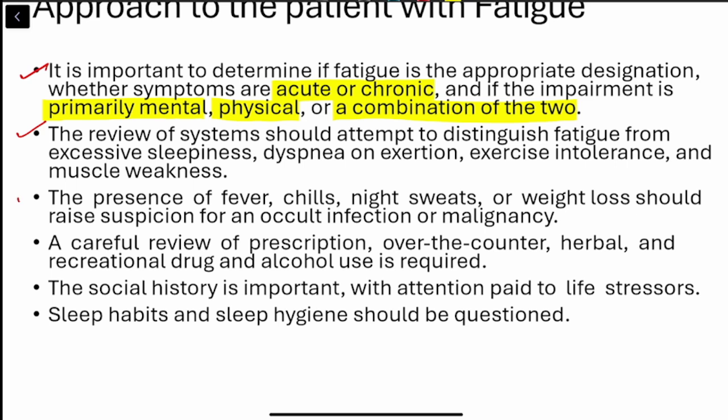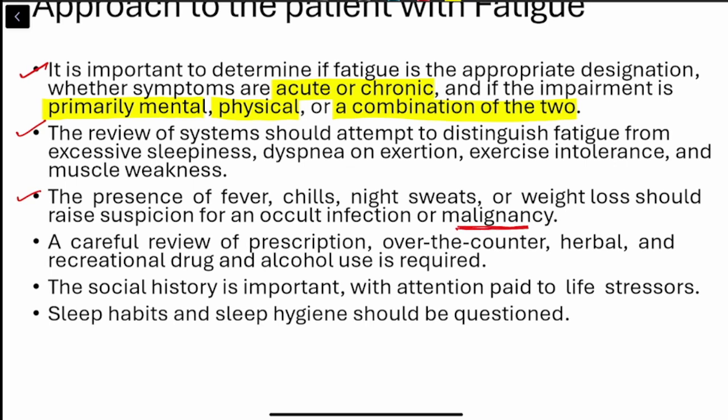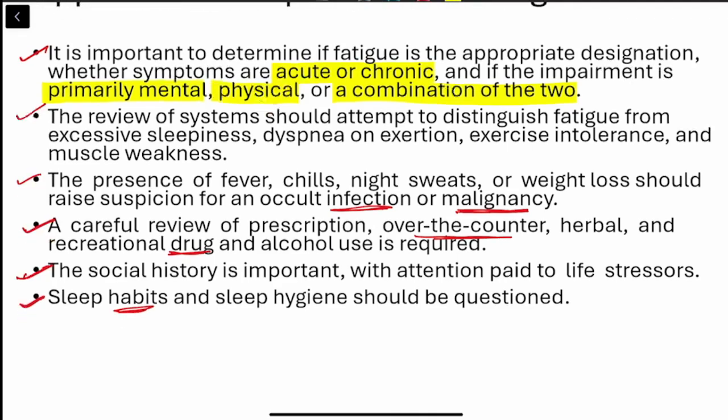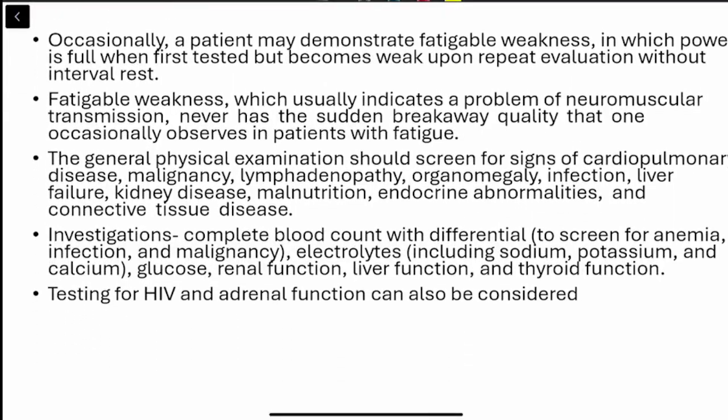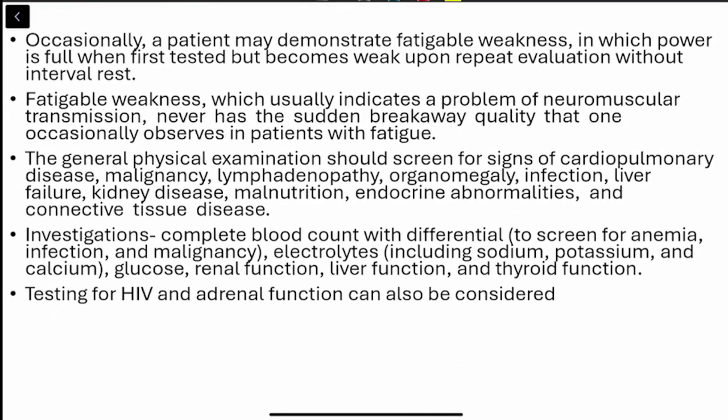Fever, chills, night sweats can point to malignancy or infection. We have to review the drugs. Social history, sleep habits are important, right? After that, sometimes fatigable weakness can be present, and it is present in myasthenia gravis. Fatigable weakness means myasthenia gravis, neuromuscular.